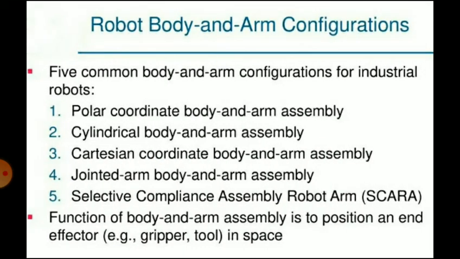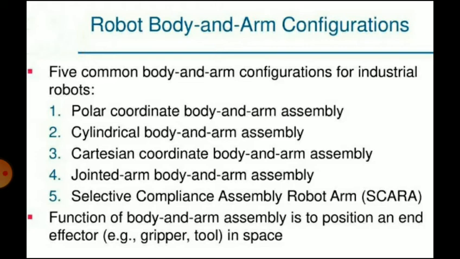Then we will see the robot configurations. The 5 common body and arm configurations for industrial robots. Considering 5 types of joints, there are in total 5 times 5 times 5 equals 125 different combinations of joints that can be used to design the body and arm assembly for a 3 degrees of freedom robot manipulator. But there are only 5 basic configurations commonly available in commercial industrial robots.